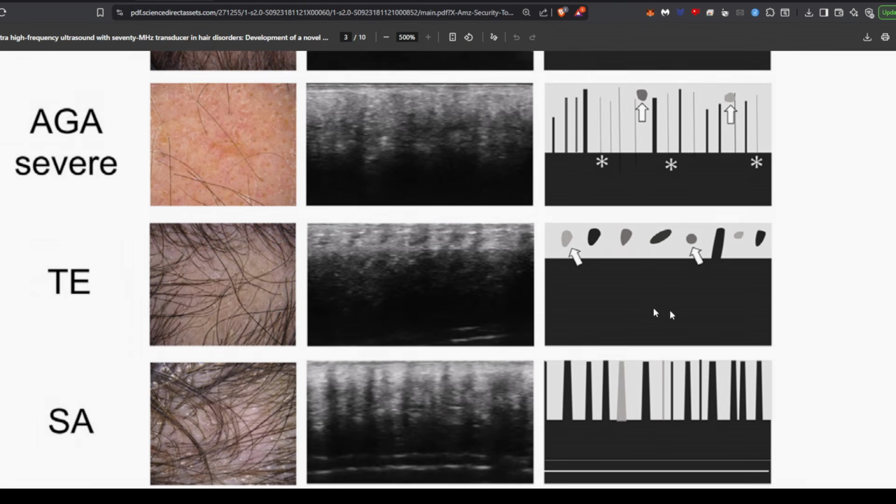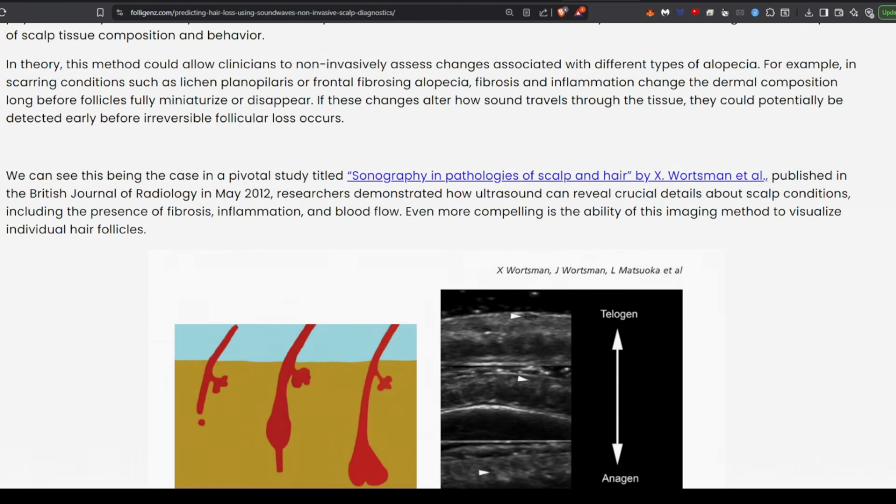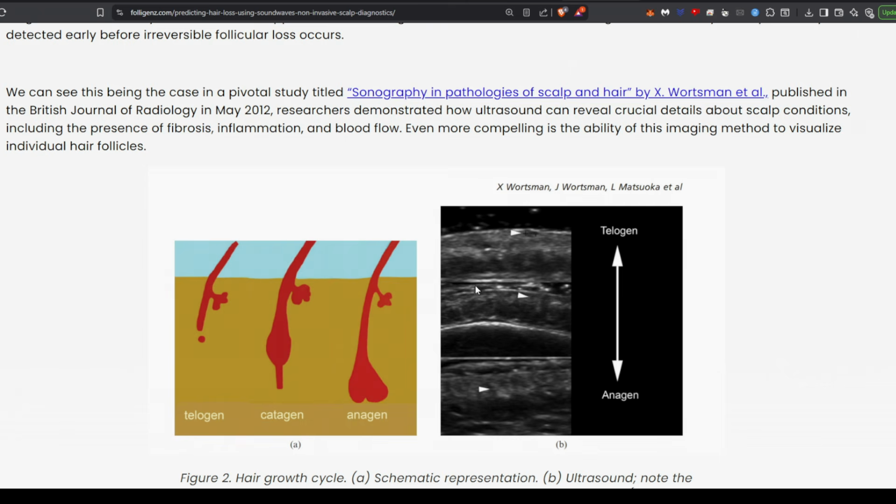For telogen effluvium, this is really interesting. So remember when I showed you the image from Dr. Wortsman? It shows that as a hair follicle tends towards the telogen phase, when it goes from anagen, that means its active growth phase, out of its active growth phase into catagen, and then from catagen to telogen, it approaches the top of the outer skin layer, the stratum corneum, and it becomes this sort of circular structure.